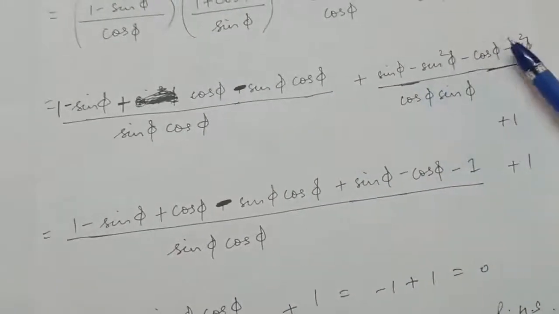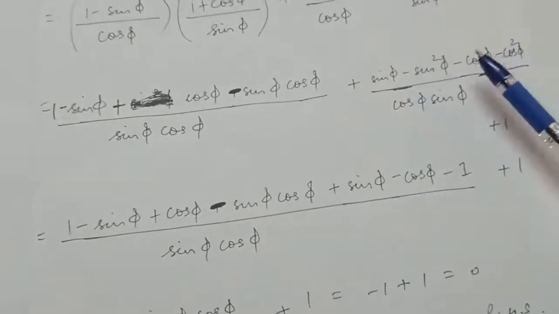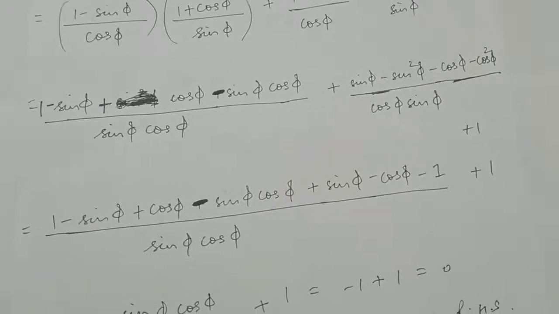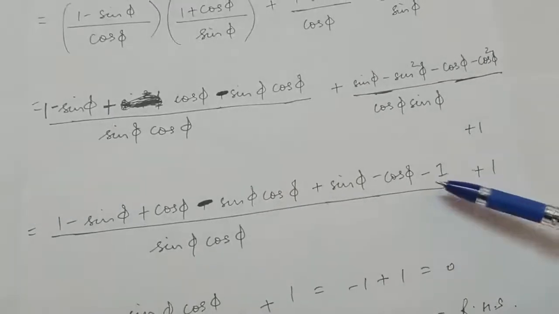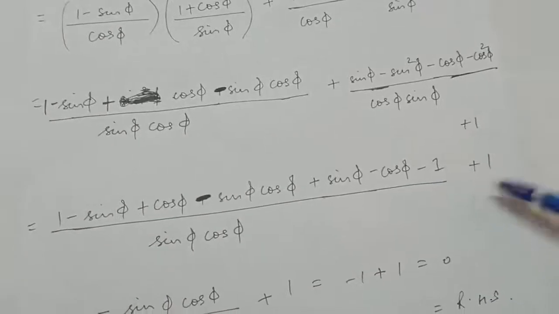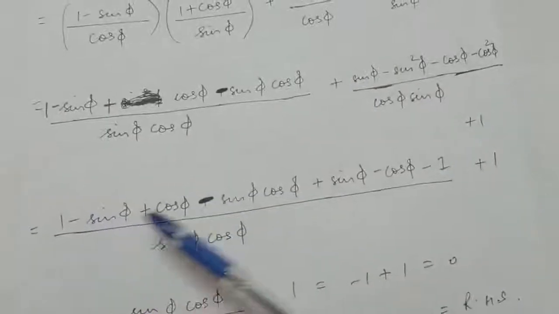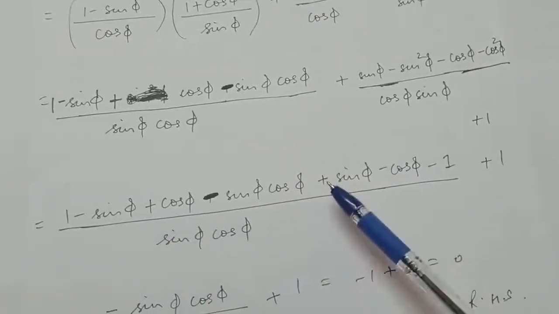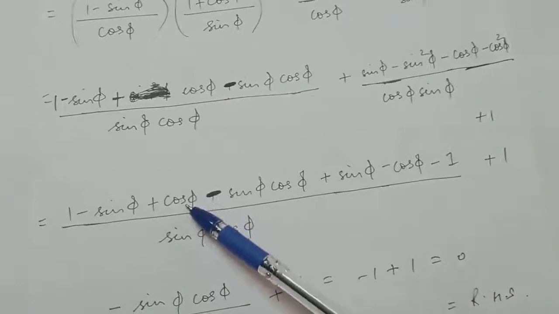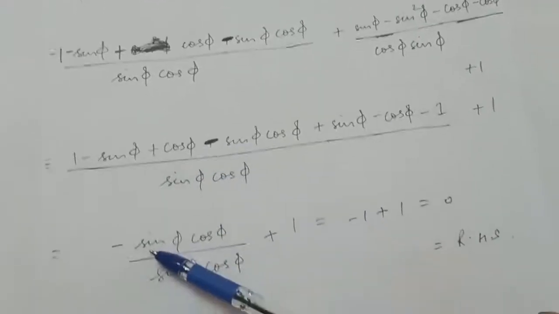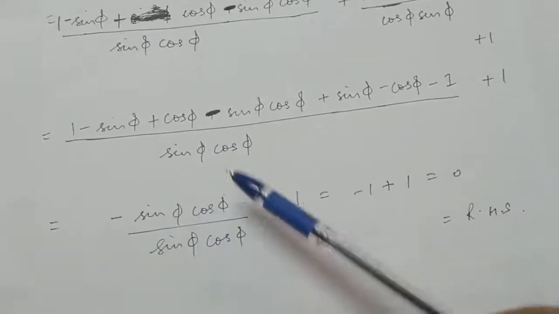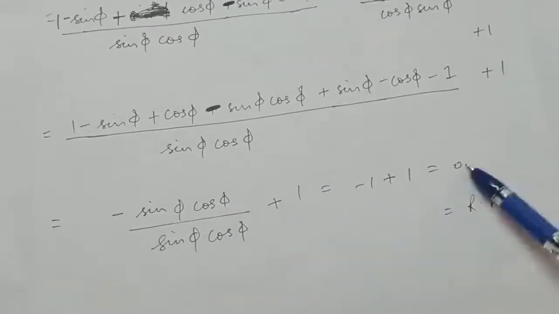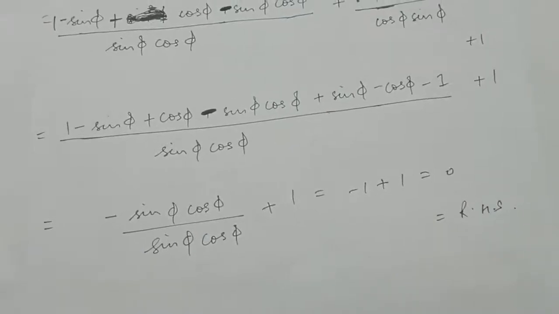Now see, from these two terms, if I take out minus common, then it will be sin square phi plus cos square phi, and sin square phi plus cos square phi is 1, right? So we will get minus 1 plus 1, this as it is. Now see, 1 will get cancelled, sin phi will get cancelled, and also cos phi will get cancelled. So we will get minus sin phi into cos phi upon sin phi into cos phi, plus 1. This will be minus 1 plus 1, and minus 1 plus 1 is equal to 0, which is equal to the right hand side.